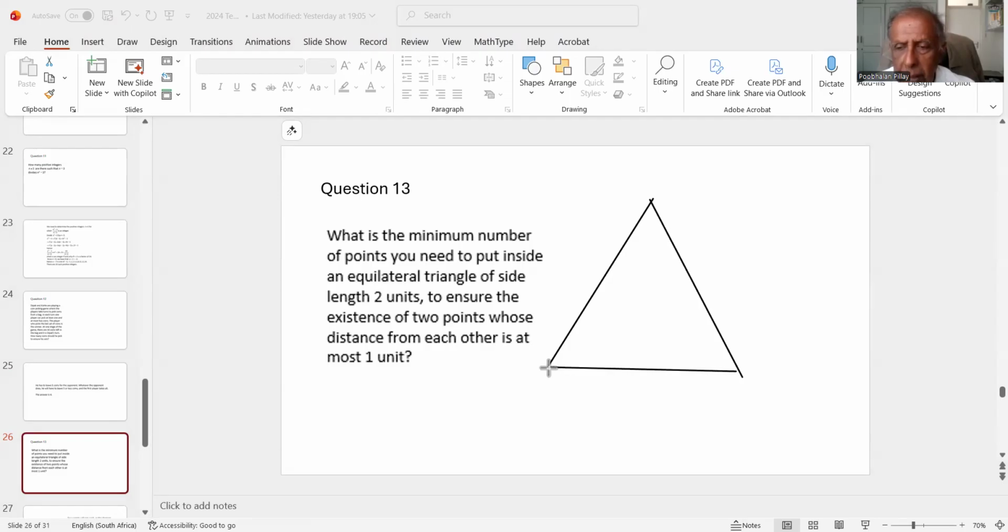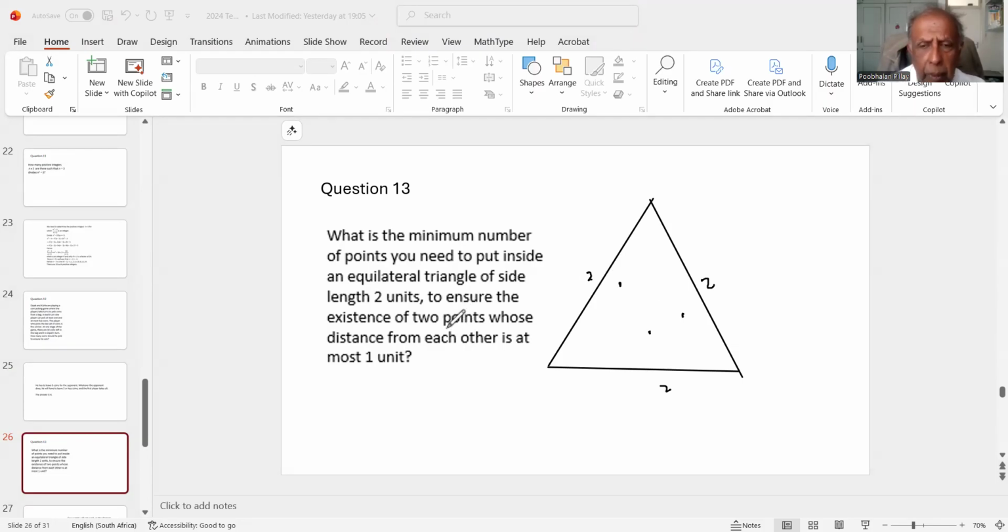All the sides and all the angles are equal. Now, how many points must you put inside here to ensure that there are 2 points? Okay, I'm going to put in a couple of points. So suppose I put in those 3 points. Now the side length of this equilateral triangle is 2.